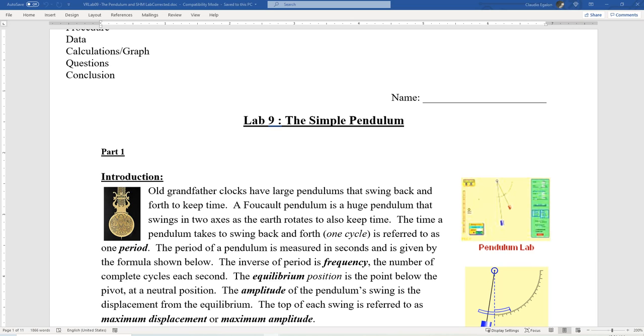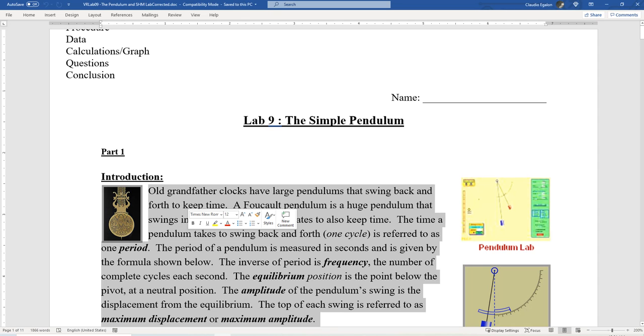Folks, today we are going to do lab number 9, the simple pendulum. The simple pendulum is a very simple and very important device. Okay, and that's why we study it today.